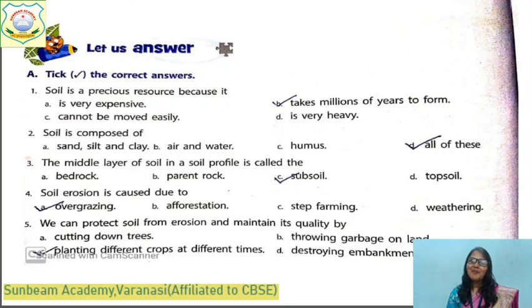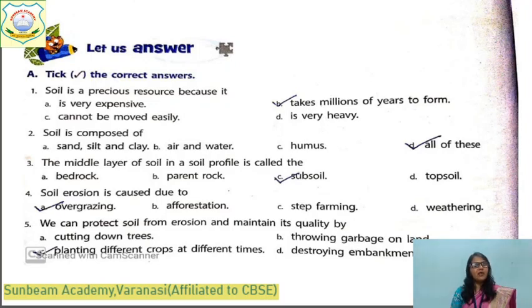And soil is composed of sand, silt and clay, air and water, humus. All of the soil is made from what? From all these things: sand, silt, clay, air, water, humus. So you will tick all of these. Now children, the middle layer of the soil in a soil profile is called subsoil.